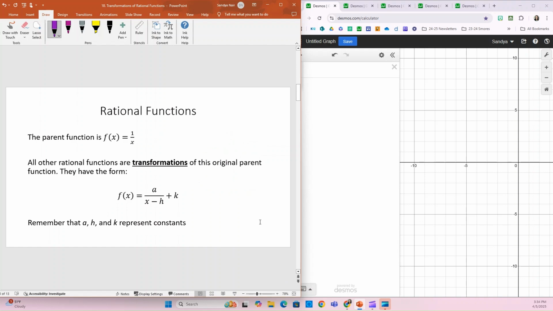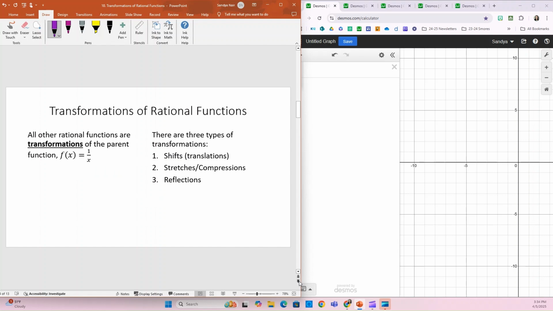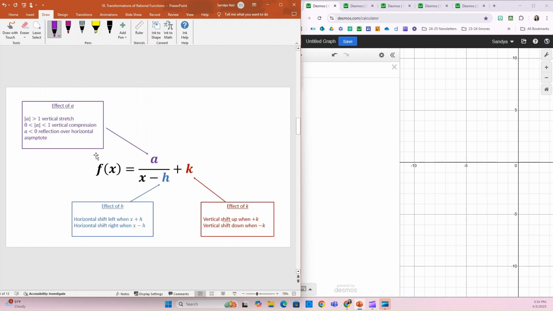So the parent function is 1 over x, and then all other rational functions will represent transformations of this original parent function. The transformed functions will all have the form a over x minus h plus k, where a, h, and k represent constants. So remember, the three types of transformations we'll talk about are shifts, which are translations, stretches or compressions, and reflections. So remember, a is going to be a vertical stretch if the absolute value of a is greater than 1, and it's going to be a vertical compression if the absolute value of a is between 0 and 1. If a is less than 0, that's going to represent a reflection over the horizontal asymptote of the function.